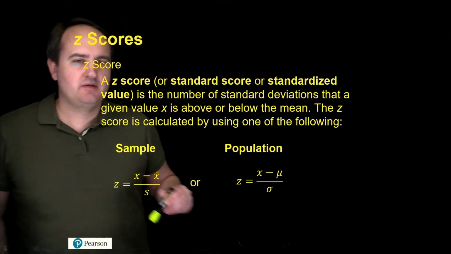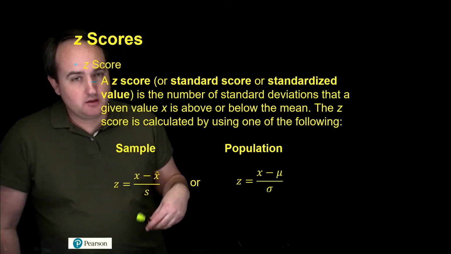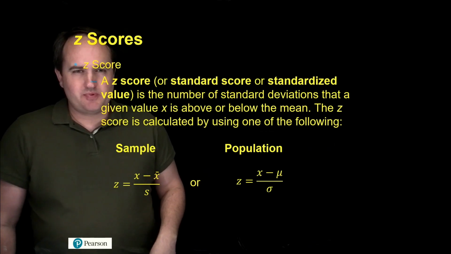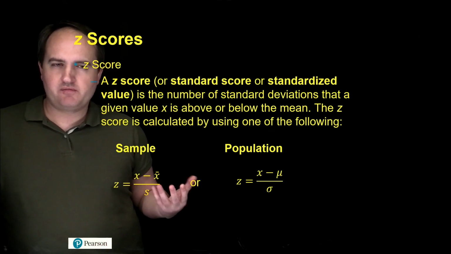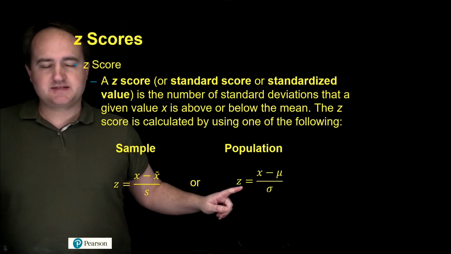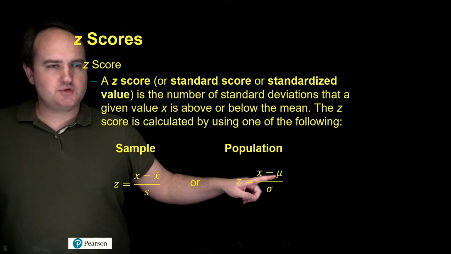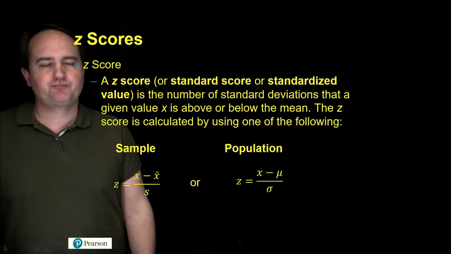So because these are basically the same formula, you can use either one, but in most cases, we're going to be using the first formula because obviously in most cases, we're going to have a sample and not a census. So we won't know mu and sigma. So this is the one that we're going to be focusing on.